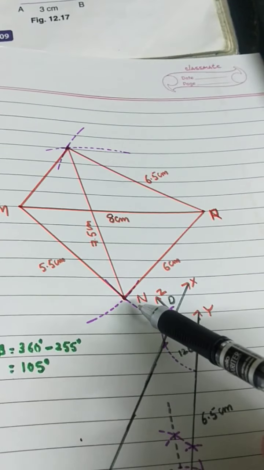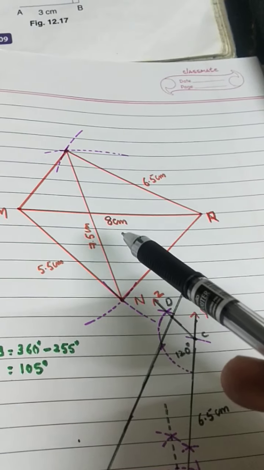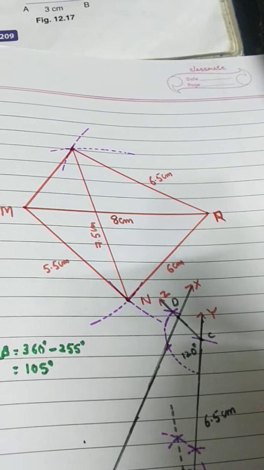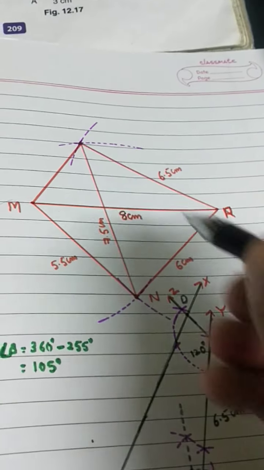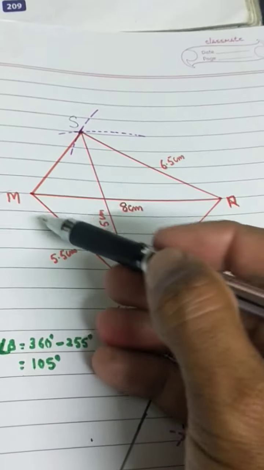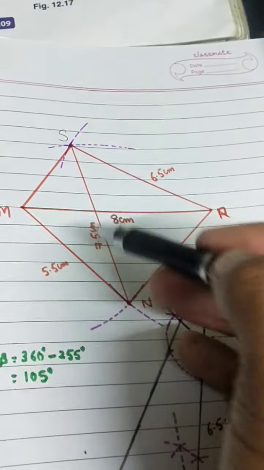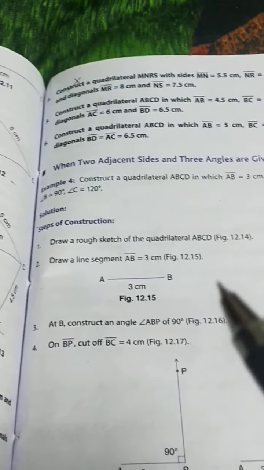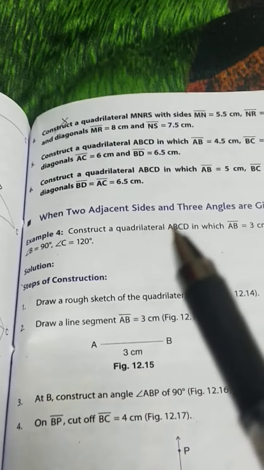After that, with R as center and radius equal to 6.5 centimeter, draw an arc. And with N as center and radius equal to 7.5 centimeter, draw another arc intersecting the previous arc at a point. This point is called your S. So, join MS and RS. Thus, MNRS is the required quadrilateral. So, in this way, you can do the construction of other parts also.